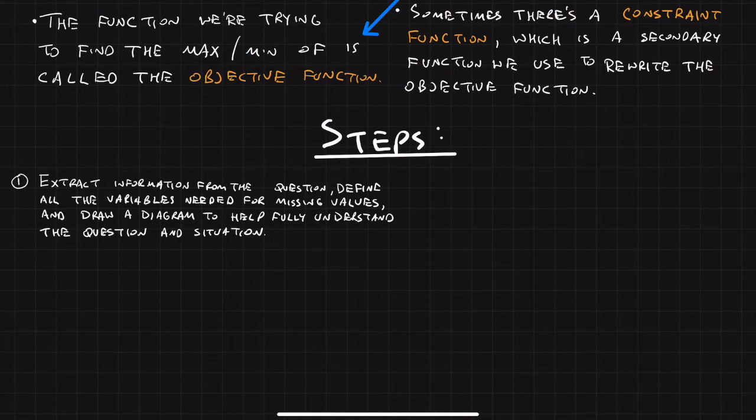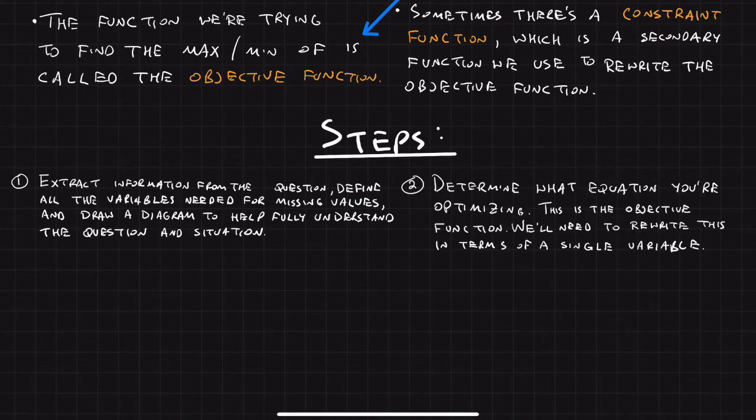First up is you want to just read through the problem, extract any information that you have from the question. You might have to define some variables. It could help to draw a diagram in order to fully understand the question that you're given. If you're not given the constraint function, oftentimes drawing the diagram can help you figure out what the constraints actually are. Step 2 is we need to determine what equations you're optimizing.